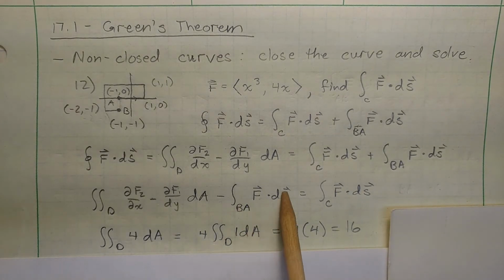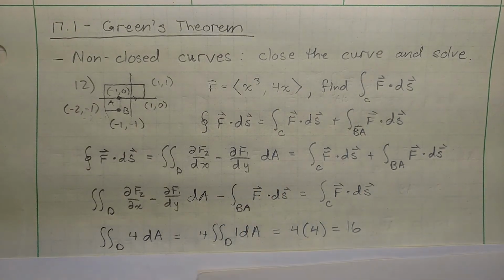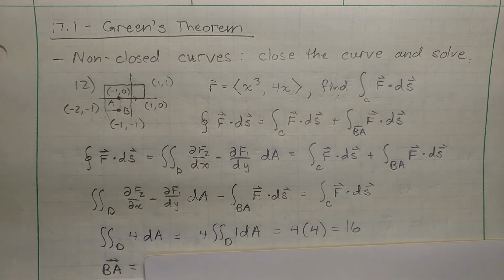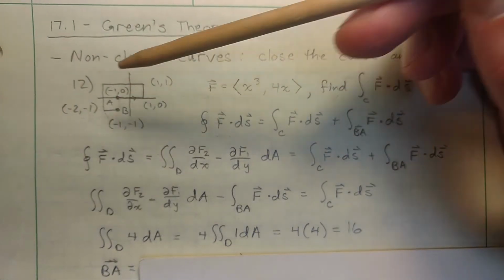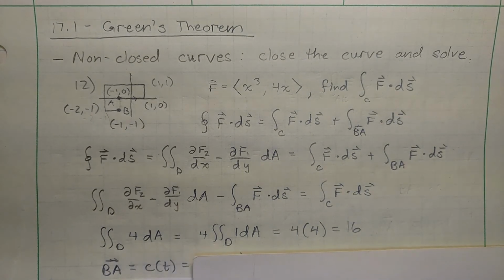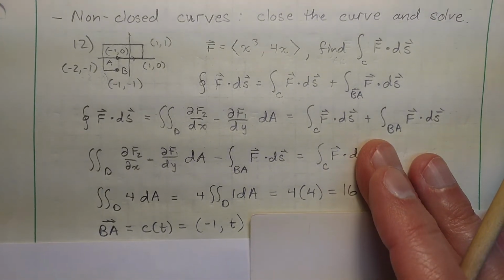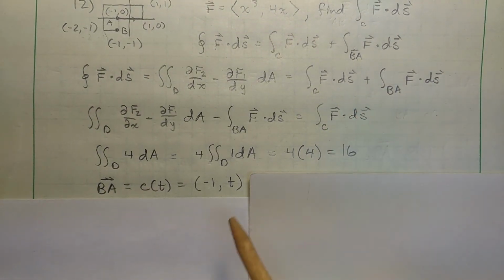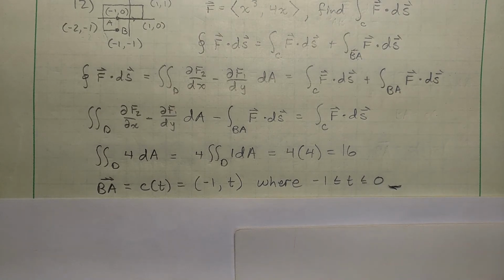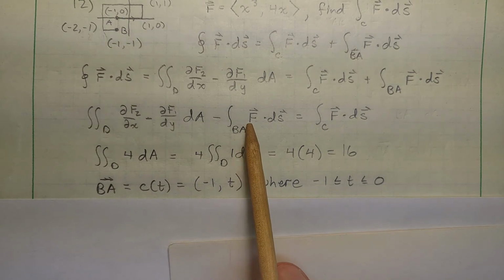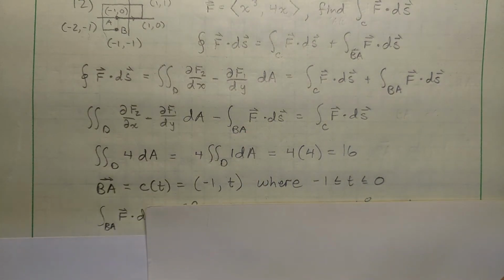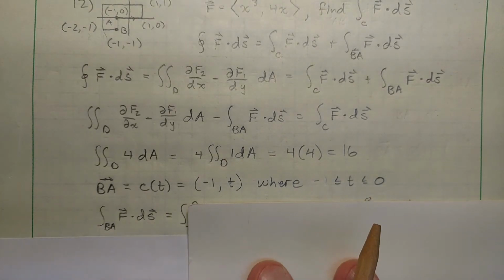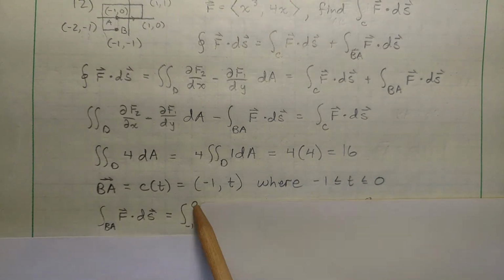Now I need to find the value for this integral. For that integral, I must first parameterize the curve going from B to A. So that's going to be this curve of the form C of t, where x remains a constant, negative 1, and y is t, where t goes from negative 1 to 0. And that parameterizes that. So then to calculate this, I know that the integral going from B to A over this vector field is going to be equal to the integral going from negative 1 to 0.